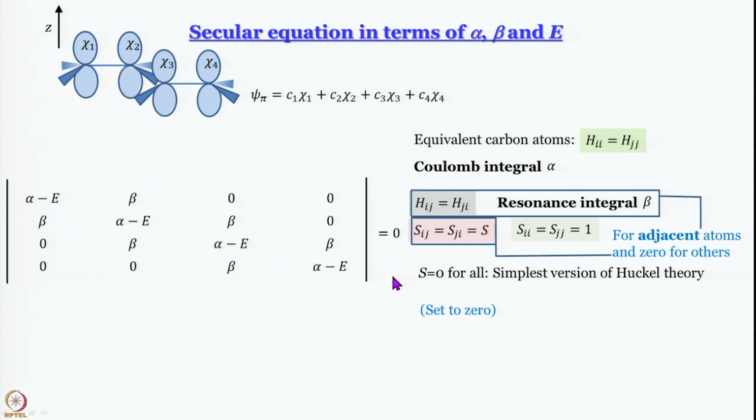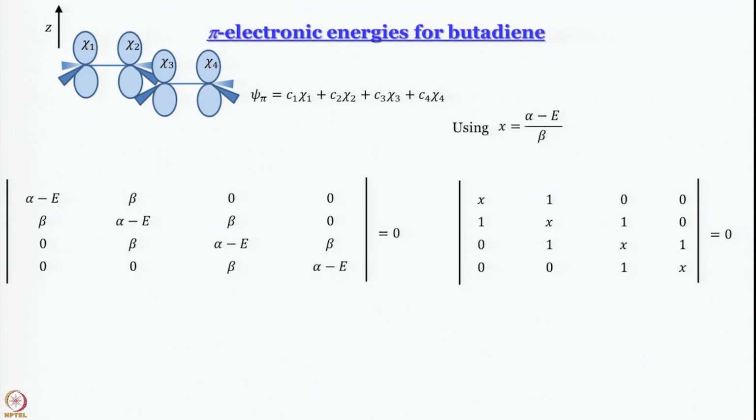Now what will you do? You have to expand this determinant, and how do you expand the determinant? It is a little long. Alpha minus E multiplied by this 3 by 3 determinant, minus beta multiplied by the 3 by 3 determinant in which the rows are beta 0 0, beta alpha minus E beta, 0 beta alpha minus E. Tedious but doable once you do it, but even before you do it, you set x equal to alpha minus E by beta, that will make it even simpler.